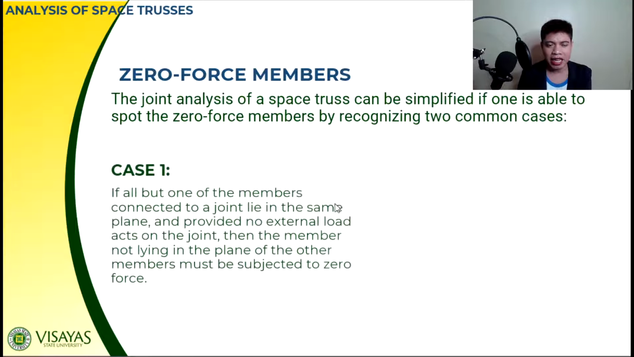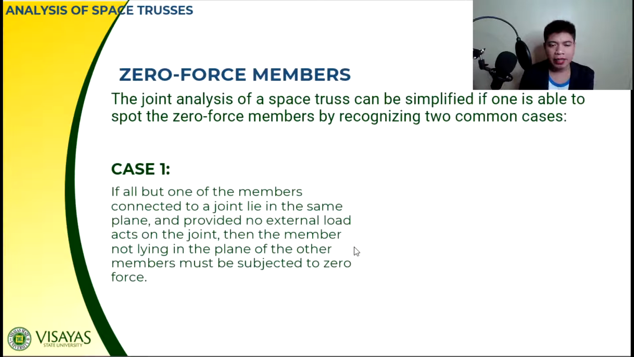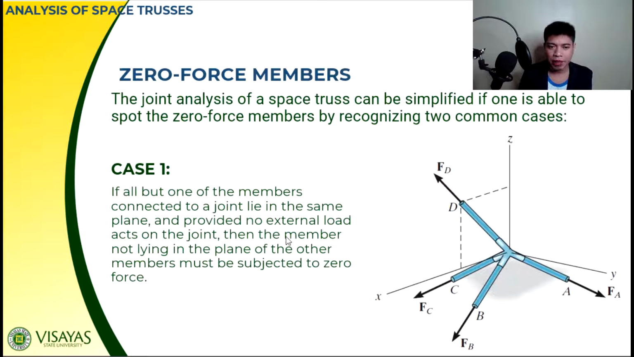So, unang case tayo guys, case 1. That is, if all but one of the members connected to a joint lie in the same plane and provided no external load acts on the joint, then the member not lying in the plane of the other members must be subjected to zero force. So, example guys. Ano bang ibig sabihin?